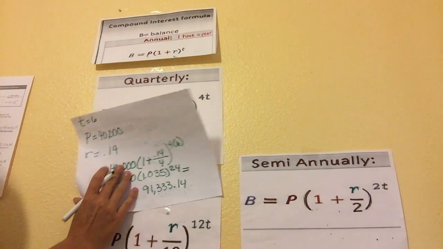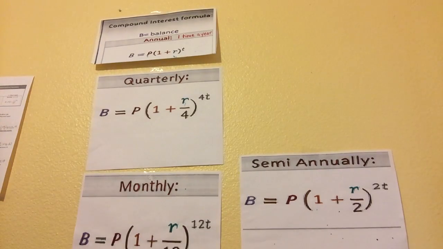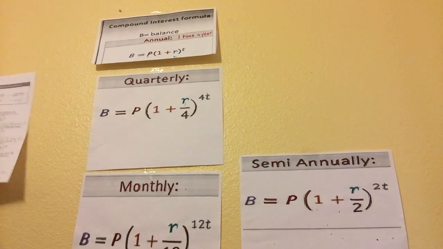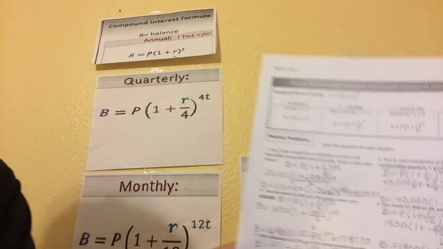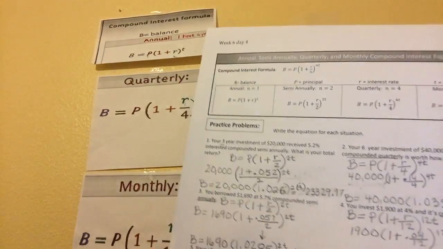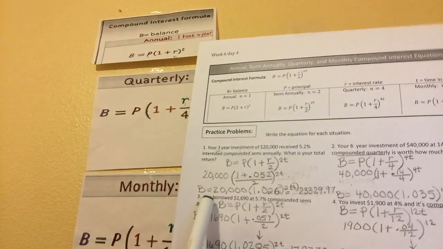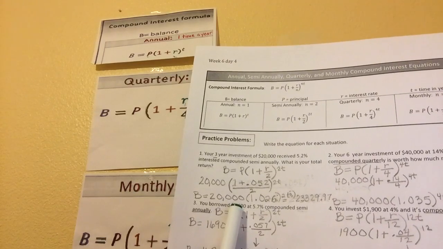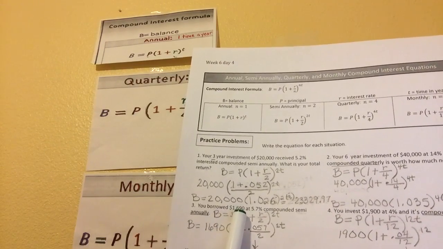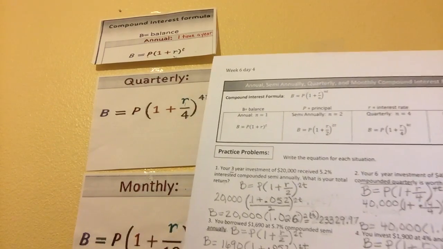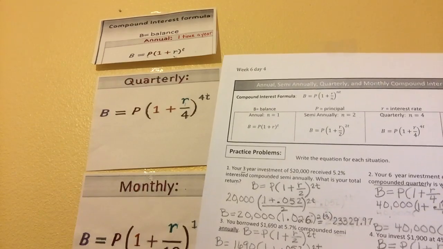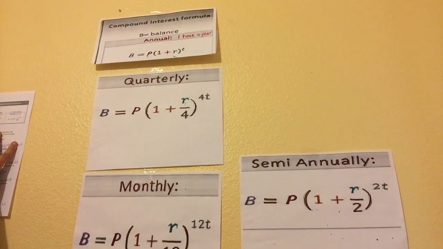All right. Let's look at number 3. Okay? So number 3 says you borrowed, and I can show you this a little bit closer. Okay? So here's number 3. You borrowed 1,690 at 5.7% compounded semi-annually. Okay.